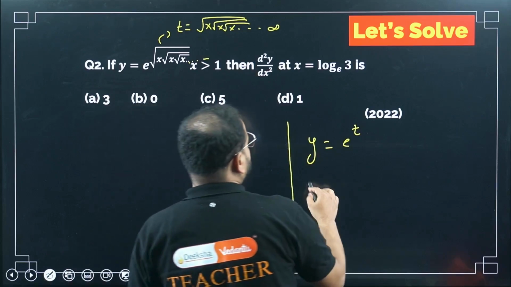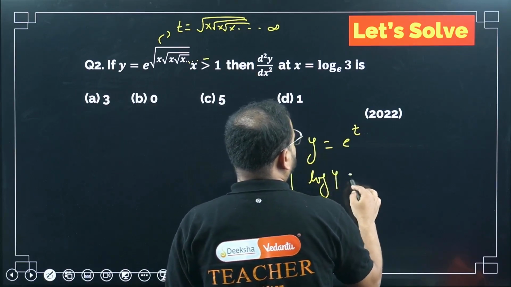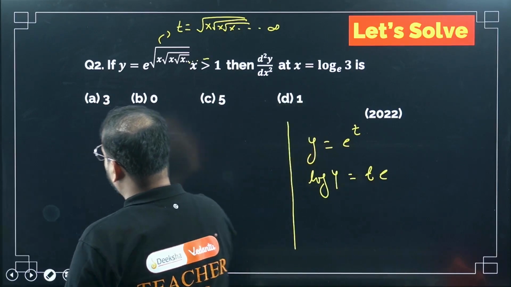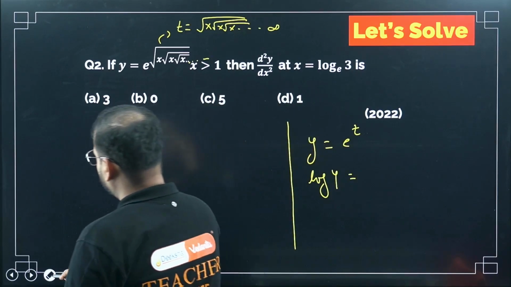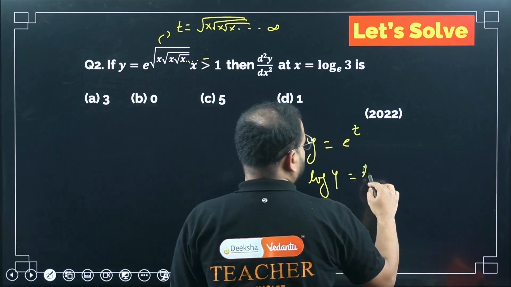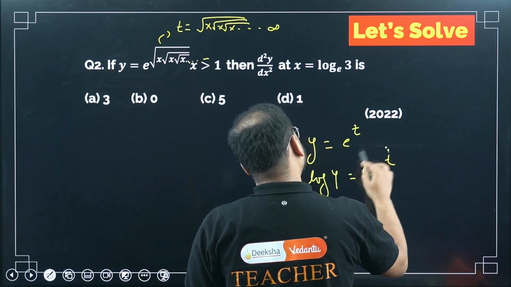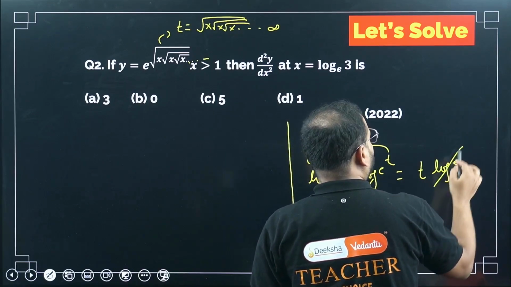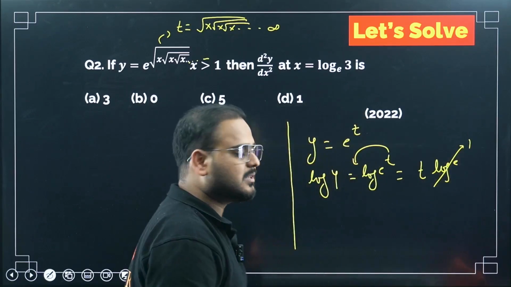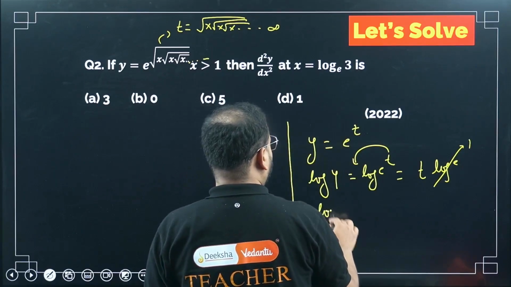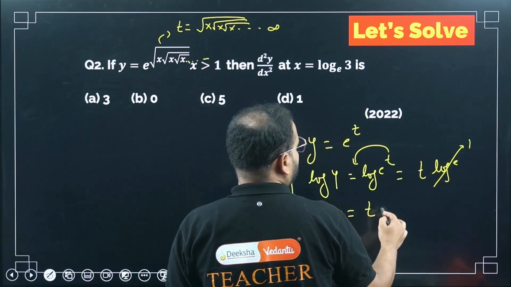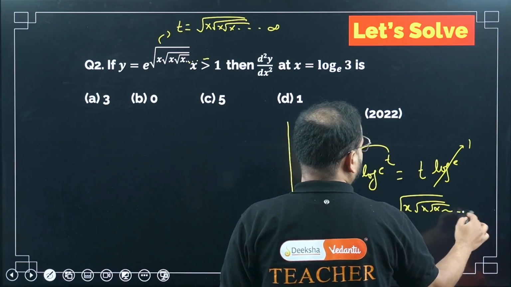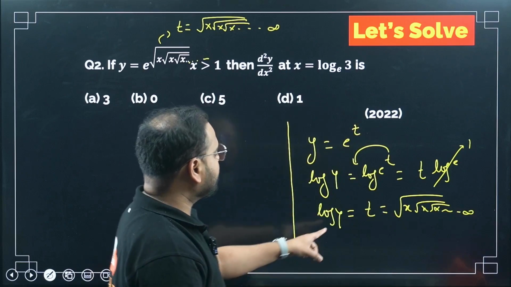Apply log on both sides. I get log of y equals t times log of e. If you are not sure how I get this, let me just rewrite all the steps. So log of e power t, this t will come in front. It will become t times log of e. What is log of e? Simply 1. If you remember, log of e is simply 1. What do I have now? I have log of y equals simply t, which is nothing but this condition, root x, root x, till infinite number of terms. Yes or no?